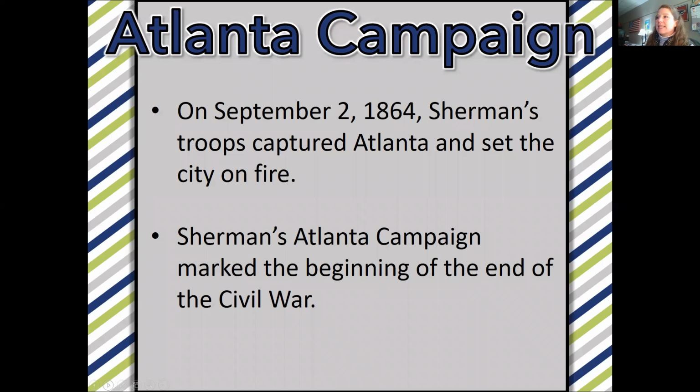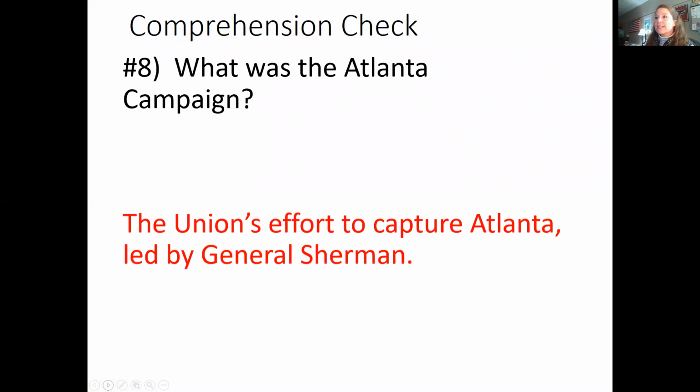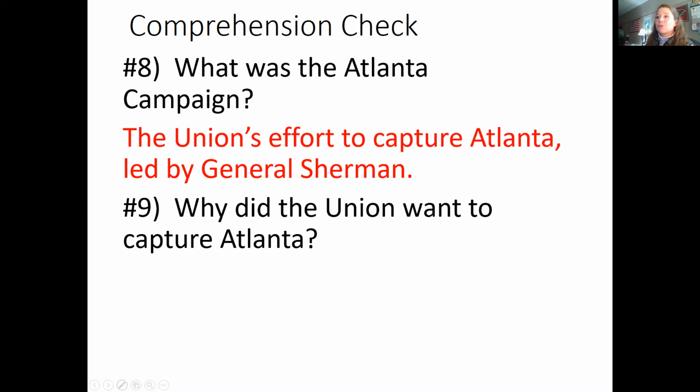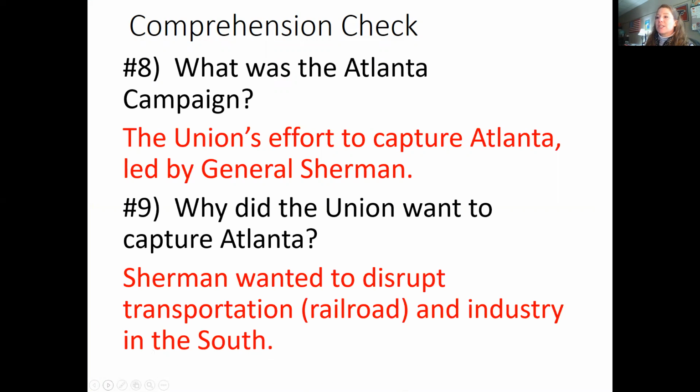On September 2nd, 1864, Sherman's troops captured Atlanta and set the city on fire. Sherman's Atlanta campaign marked the beginning of the end of the war. So Atlanta was this major city, very important railroad hub of the South, and Sherman knew, if we can decimate Atlanta, we're going to cripple the South, and that's exactly what happened. What was the Atlanta campaign? It was the Union's effort to capture Atlanta, led by General Sherman. And why did the Union want to capture Atlanta? Sherman wanted to disrupt the transportation and industry in the South.